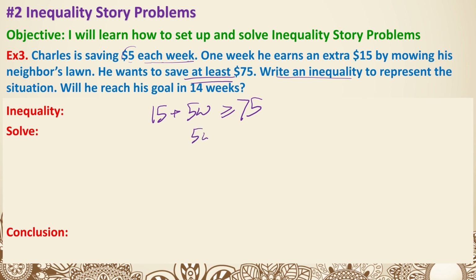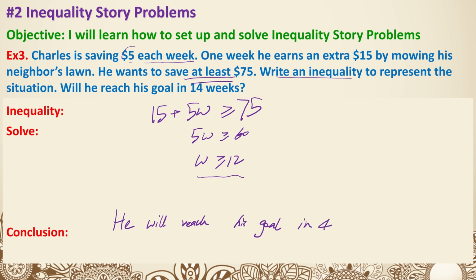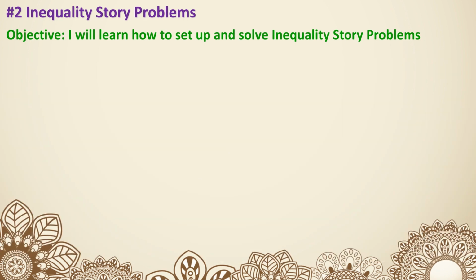Subtract 15 over, 5w is greater than or equal to 60, divided by 5. w is greater than or equal to 12. Question is, will he reach his goal in 14 weeks? Well, greater than or equal to 12 means even when it's 12 weeks, he already reached his goal. So of course, 14 weeks, he's going to. So he will reach his goal in 14 weeks. There you go. That's example 3.